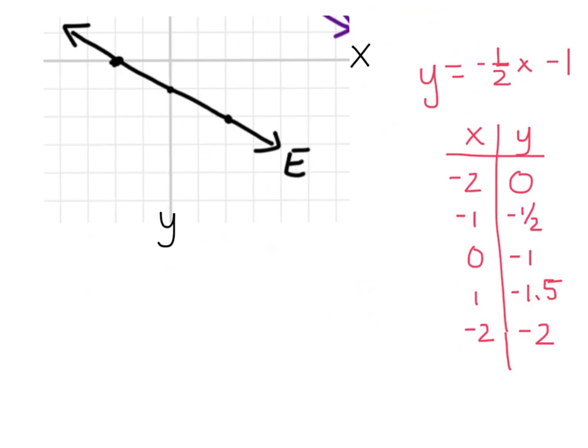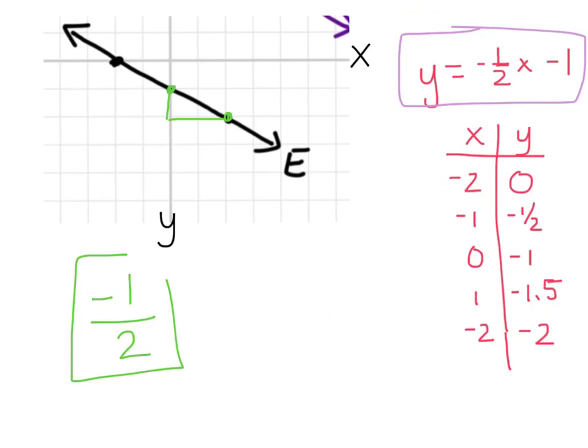All right, let's look at one more. Again, I graphed it already. Here's the equation. Here's the table. So let's come up to our graph and find the slope. I'm just going to pick 2 points. Looks like I go down 1. If I go down 1, I'm going to write -1. Then I go over 2 to the right. So my slope is -1/2.